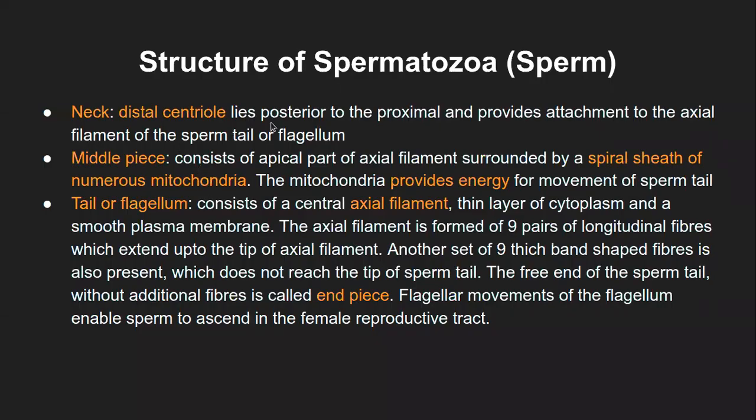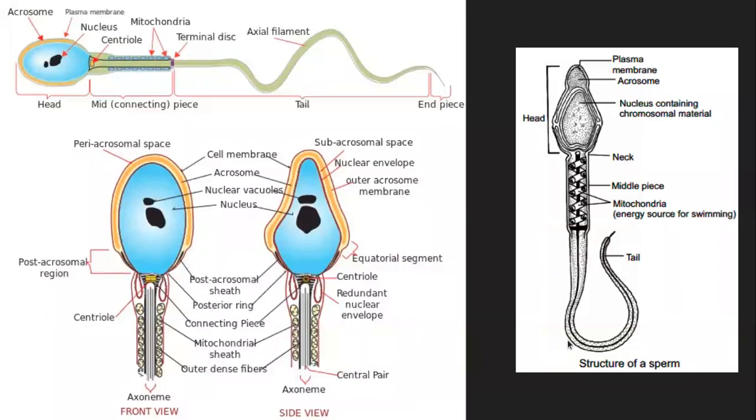Okay, so that was the neck portion, and with respect to the distal centriole, it lies posterior to the proximal one, posterior as in towards the bottom or back side of the proximal centriole, and provides attachment to the axial filament of the sperm tail or flagellum. So this flagellum structure develops along the mitochondria, throughout this mitochondria, which is again a spiral. So in this portion, the proximal is on the top and the distal will be on the bottom.